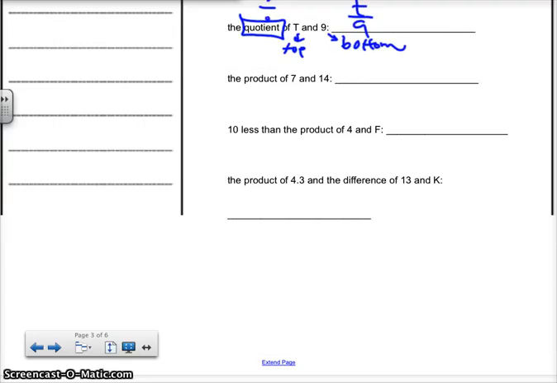Product of 7 and 14. Vocab word, Connor, what's a vocab word? Product. Lydia, what does product mean? Multiply. So we don't like to go 7 times 14 now that we're algebra kids, because that looks like 7x14. So we can write it with parentheses, is my favorite. It looks really cute to me. You could also write it with a dot. You could also write it with an asterisk, which just looks like a little star. That's my favorite.